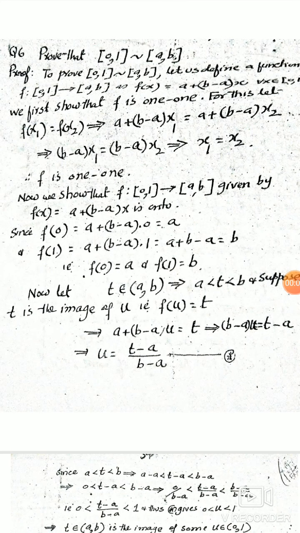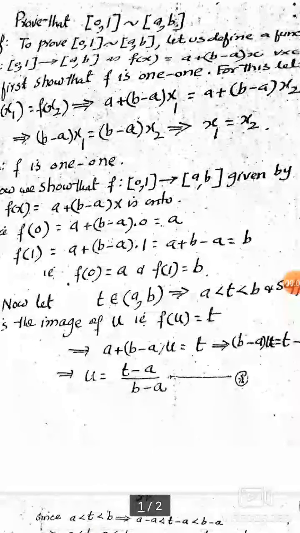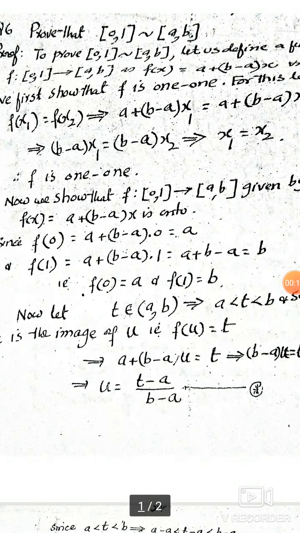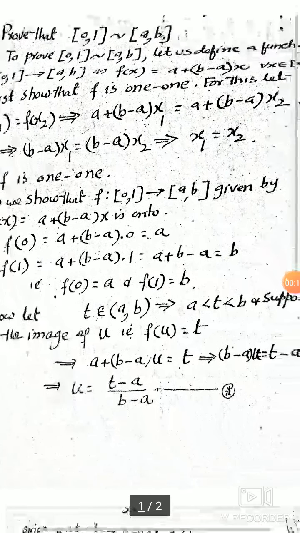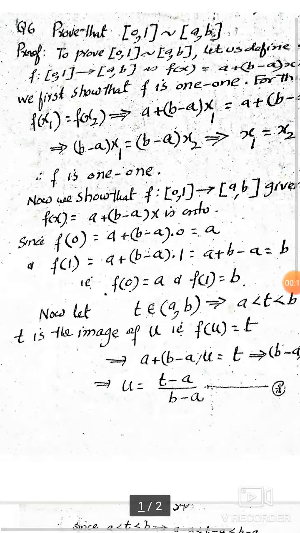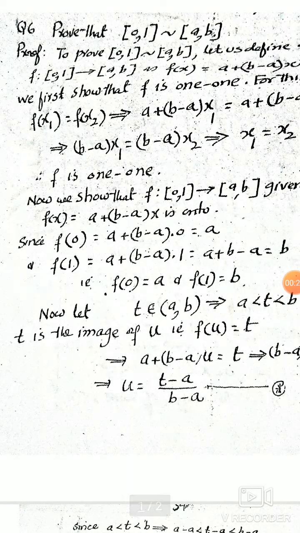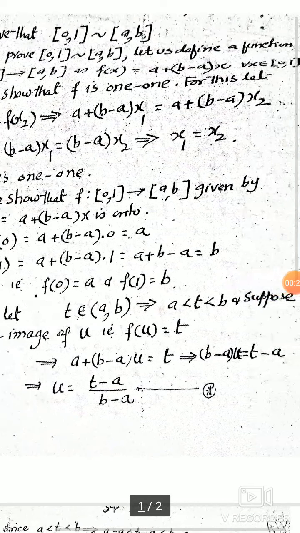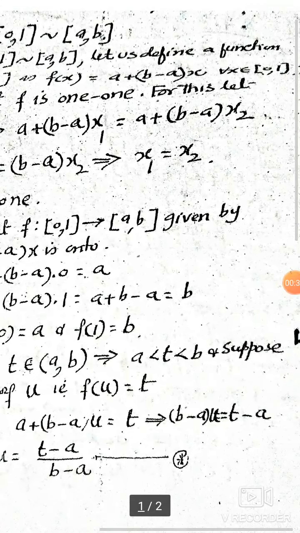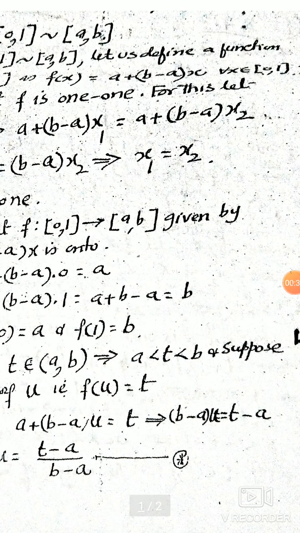Prove that the closed interval [0,1] is equivalent to the closed interval [a,b]. To prove this, we will define a function f from [0,1] to [a,b], where [0,1] is the domain and [a,b] is the range, as f(x) = a + (b − a)x for all x belonging to [0,1], because [0,1] is our domain.